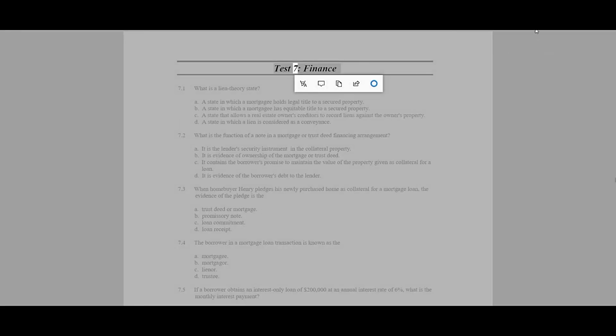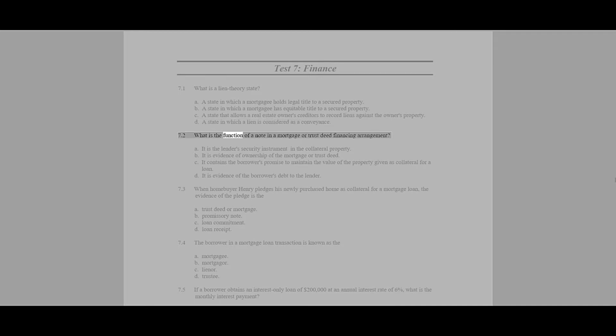Test 7, Finance. 7.1 What is a lien theory state? A. A state in which a mortgagee holds legal title to a secured property. B. A state in which a mortgagee has equitable title to a secured property. C. A state that allows a real estate owner's creditors to record liens against the owner's property. D. A state in which a lien is considered as a conveyance.